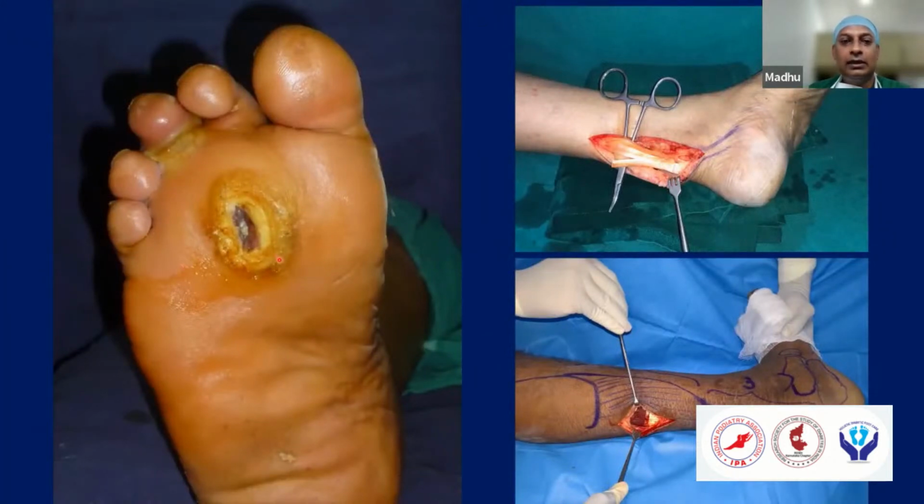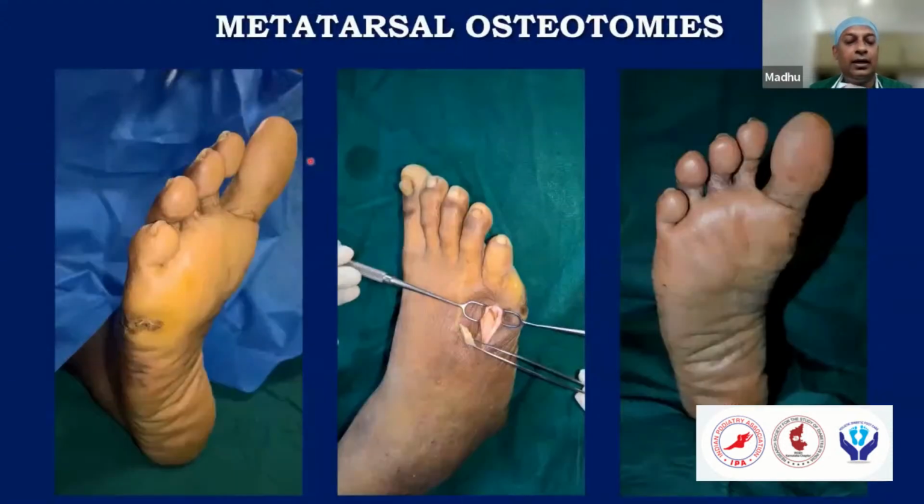These ulcers, when there is an equinus contracture, you can do either a gastrocsoleus recession or an Achilles tendon lengthening to reduce the stress on the forefoot. Apart from doing an equinus contracture release, you can also combine it with a distal metatarsal osteotomy, usually a plantar oblique osteotomy, to allow elevation of any depressed metatarsal.